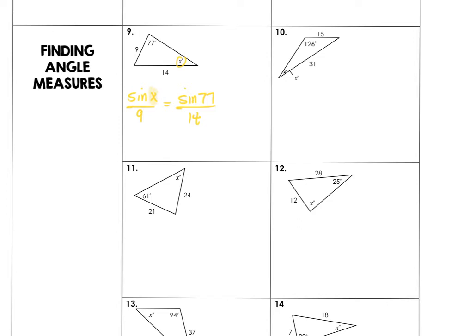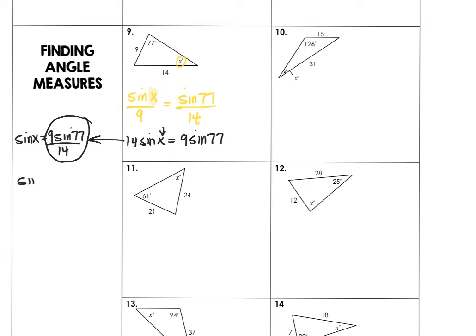So let's start isolating. We're going to go ahead and do our cross products. So let's write this as 14 sine of x is equal to 9 sine of 77. Okay, here is x. So let's divide by 14. I'm going to take my work over here. So sine of x is equal to 9 sine of 77 over 14. Move that 14 to the other side. I'm going to find this number now by putting that into my calculator.